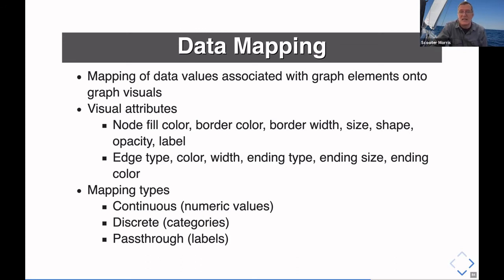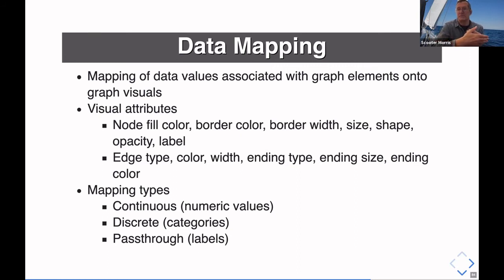Similarly for edges, I can change the edge type, the color, the width, the ending type, whether it's a circle, whether it's an arrow. I can change the size of that, the color. All of these visual attributes I can adjust to take data that I want to map onto that.